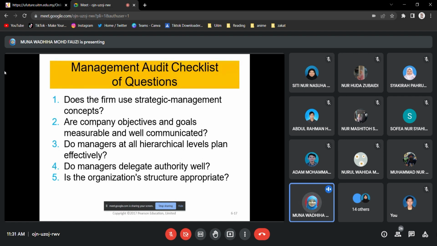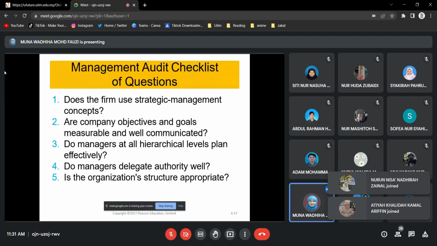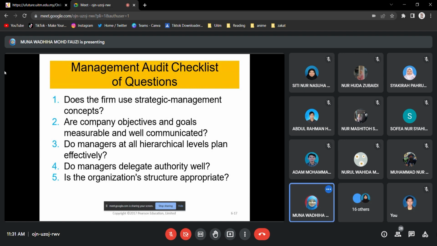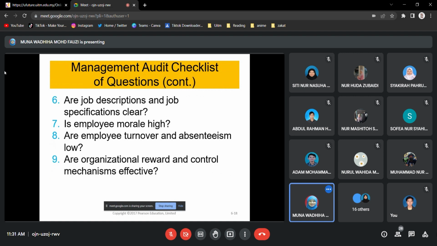So this is about the management audit checklist of questions. Basically, it is based on the firm's strategic management concept. Does the firm use strategic management concepts? Are the company objectives and goals measurable and well communicated? Number 3, do managers at all hierarchy levels plan effectively? Do managers delegate authority well? Is the organization structure appropriate? Number 6, are job description and job specification clear?